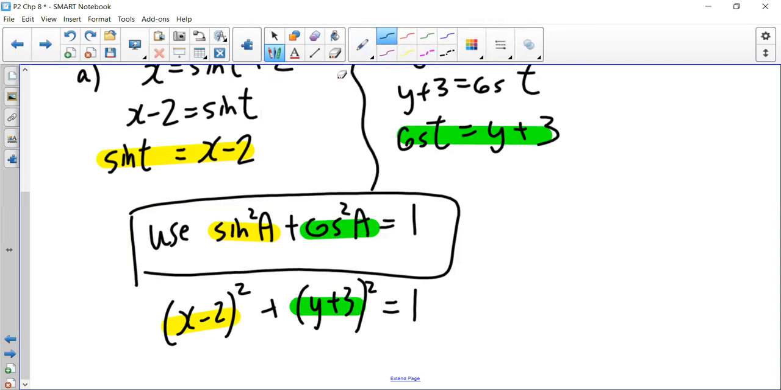And that's it. So that's a Cartesian equation. That's the answer. How do we know that's a Cartesian equation? Well, there's no more t on there. All we've got is just x and y. So that's Cartesian. That's finished.